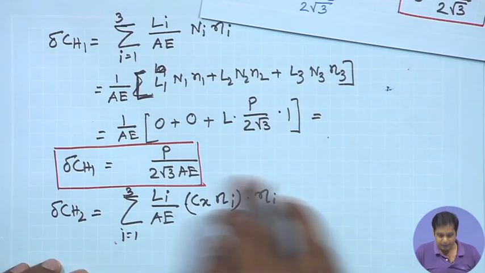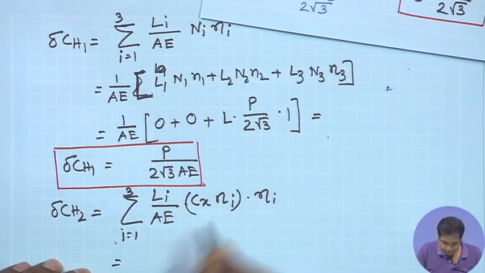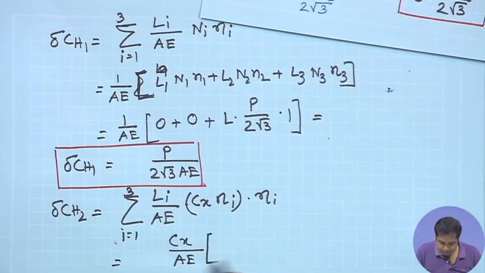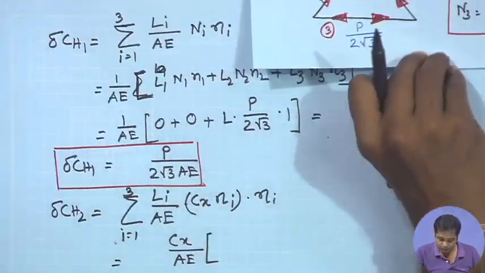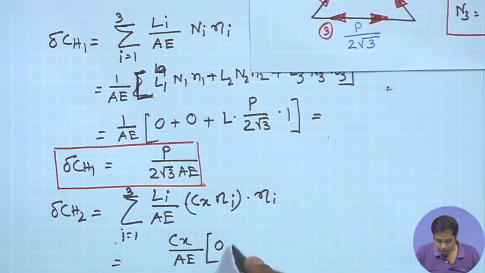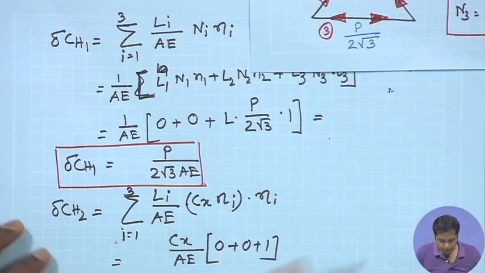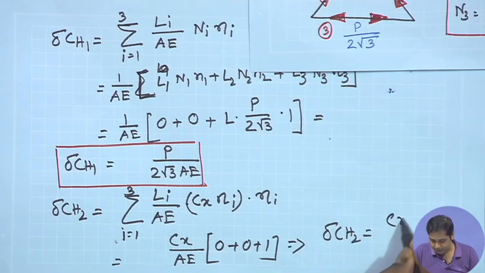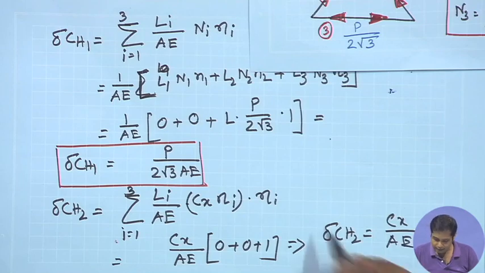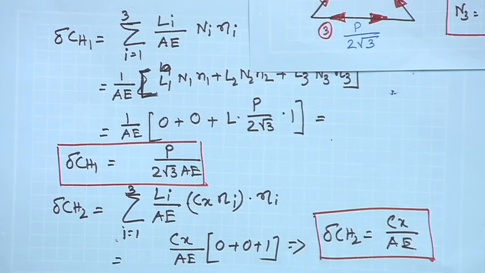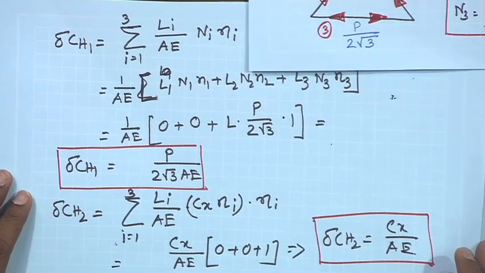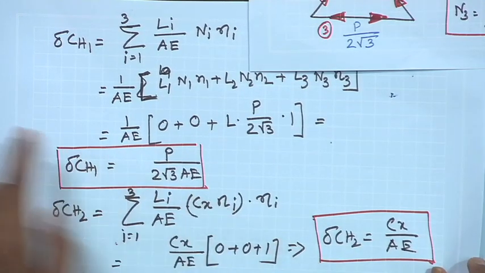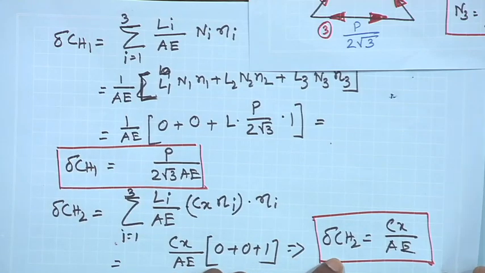Okay. So if we take Cx by A E out, this becomes the sum of Ni square. Now, N1 and N2 are 0 and N3 is equal to 1. So this becomes 0 plus 0 plus 1. So delta Ch2 becomes Cx L by A E. Now, the next compatibility equation is this plus this should be equal to 0.